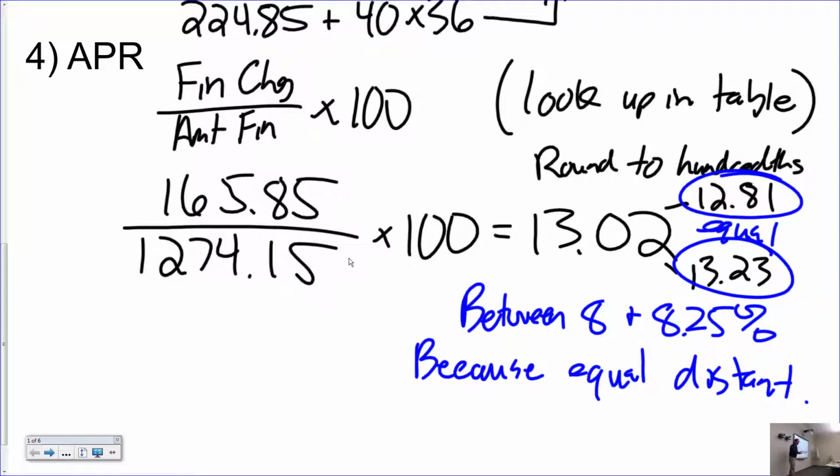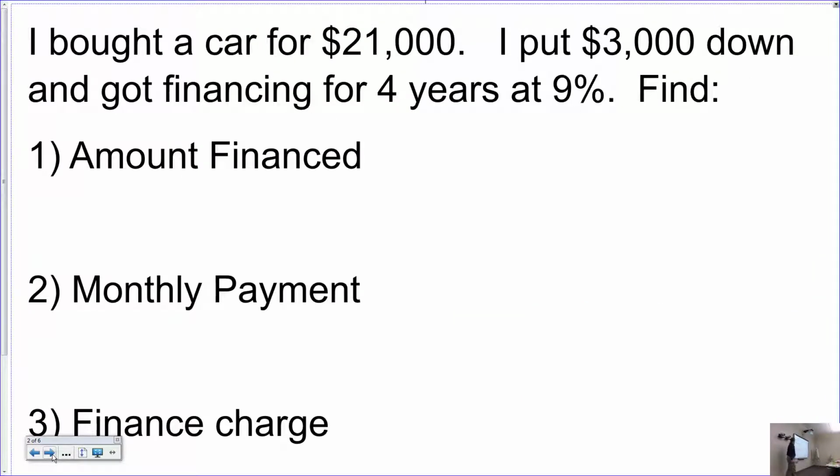All right, again, though, please remember, the only time you use this teeny tiny little font table, the only time, is to calculate APR. That's the only time you use it. Use it for nothing else. If you're calculating monthly payments, you use a totally different table. Okay? Now, how about the next one?